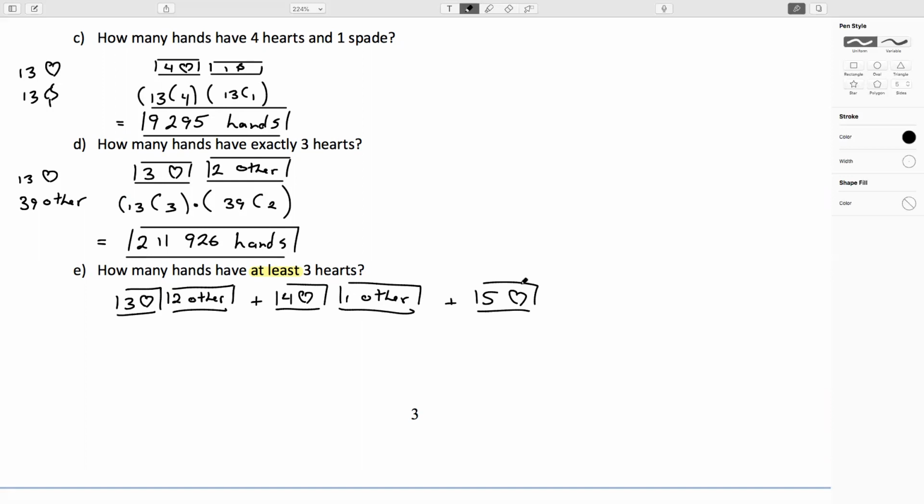So the first example, 3 hearts and 2 other, we would have 13 choose 3 ways to pick our hearts. We would have 39 choose 2 ways to pick our other. 4 hearts, we would have 13 choose 4 ways to pick the hearts, and we would have 39 choose 1 way to pick the other. And then in the last case, 5 hearts, we would have 13 choose 5 ways to pick those. So we have to multiply all of these together.